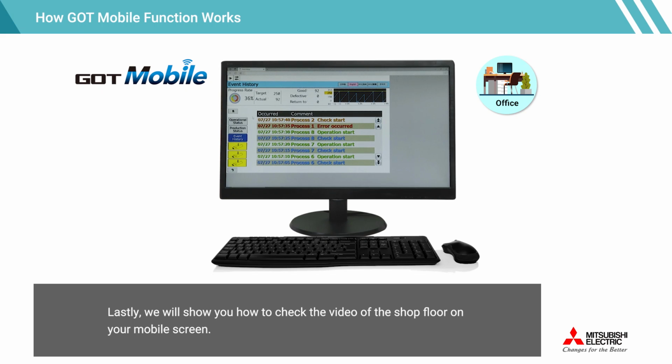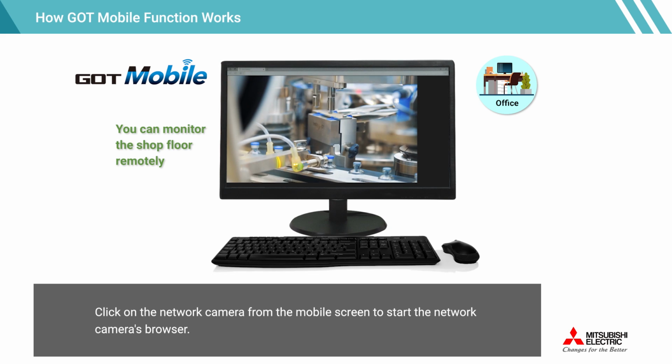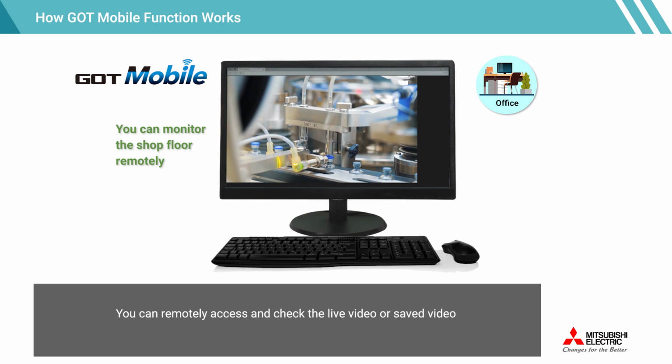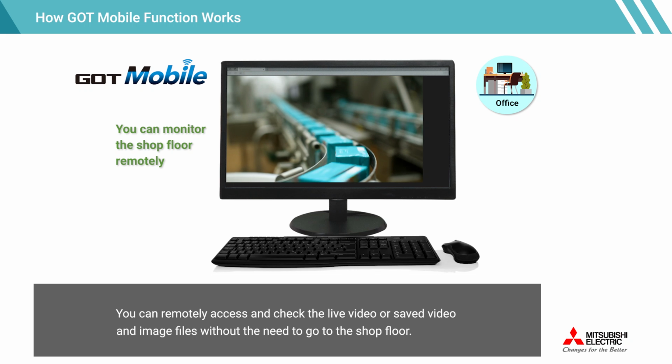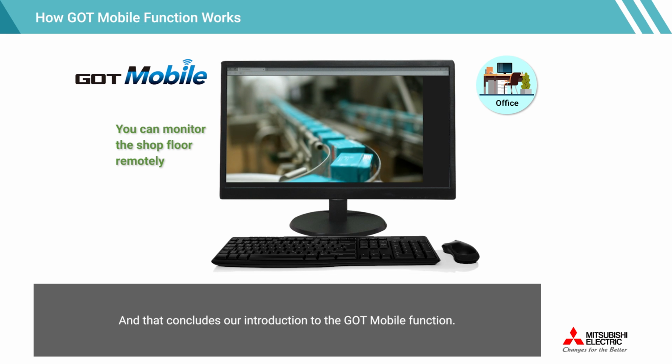Lastly, we will show you how to check the video of the shop floor on your mobile screen. Click on the network camera from the mobile screen to start the network camera's browser. You can remotely access and check the live video or saved video and image files without the need to go to the shop floor. And that concludes our introduction to the GOT mobile function.